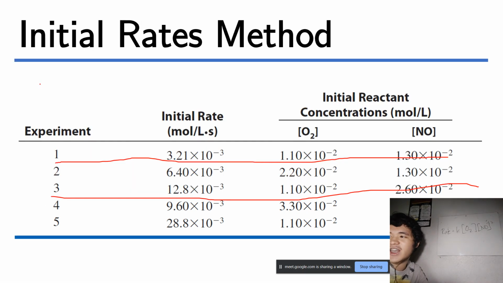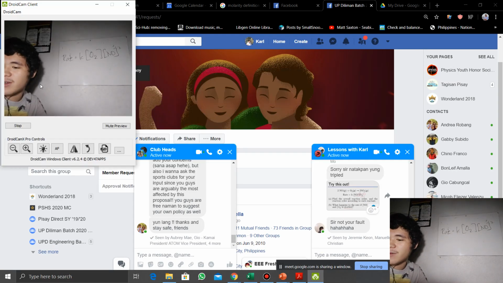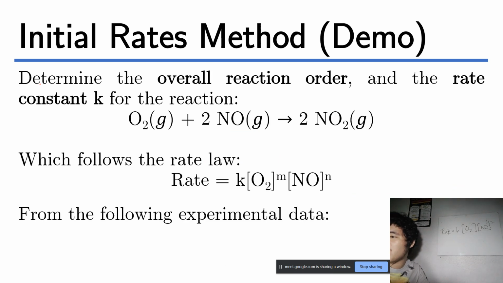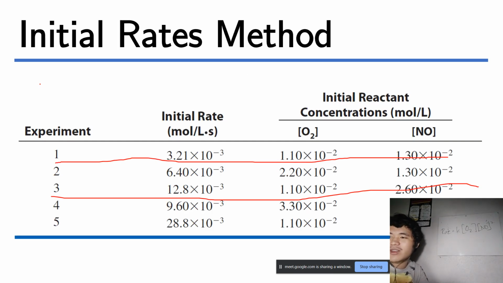3 pa. 3. Okay, tama. Tapos, yung rate constant. Paano mo makukuha yung rate constant? Ang gawin na natin, we substitute any experiment. Makukuha natin yung rate constant. So, sabihin natin experiment 1. So, bale, k equals rate over [O2] times [NO] squared.